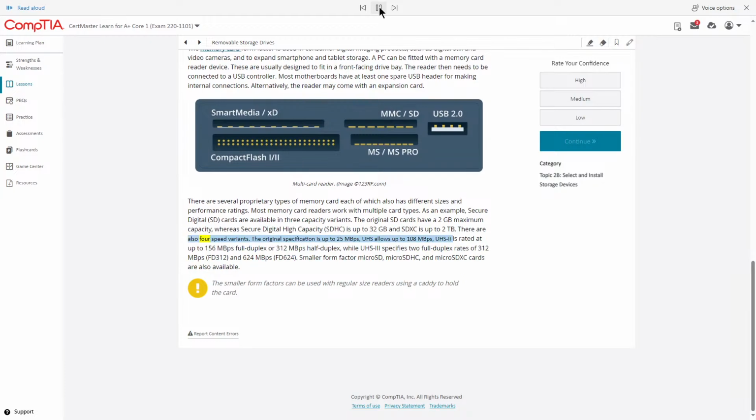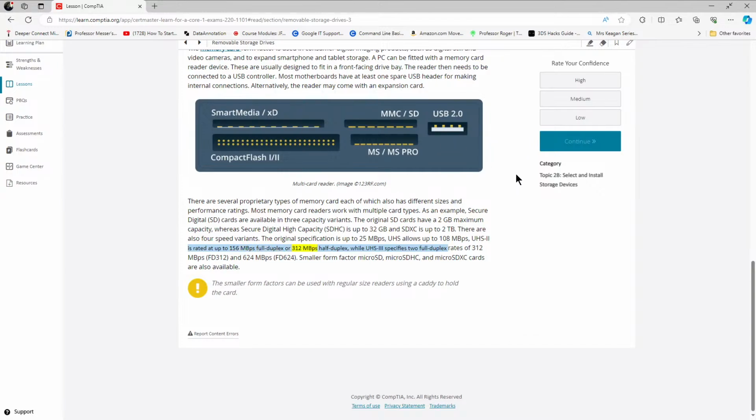There are also 4 speed variants. The original specification is up to 25 MB per second. UHS allows up to 108 MB per second. UHS 2 is rated at up to 156 MB per second full duplex or 3.